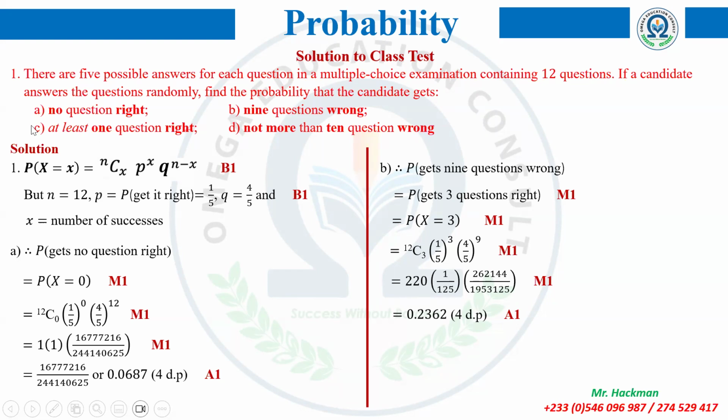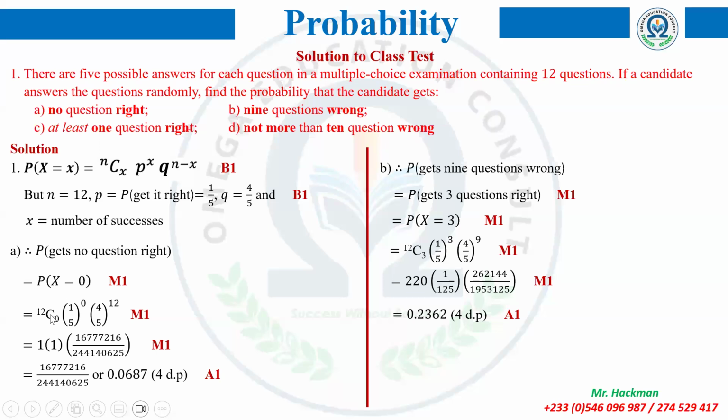So in this case, you come to A. What do we have? We have P, get no questions right. Because I fixed my success as right, if I get no question right, then my X will be equal to 0. So the probability of X being equal to 0; wherever you see X, that will vary. Once you have X, you just substitute into the probability function.